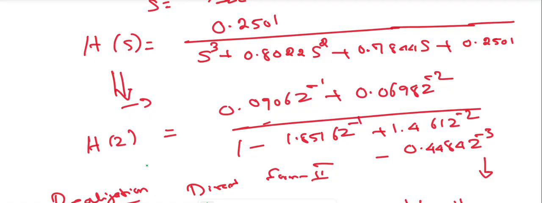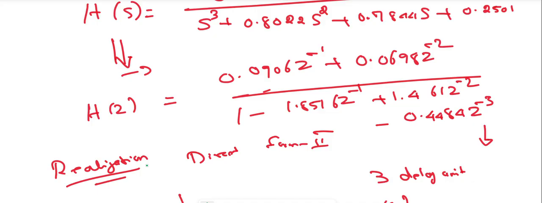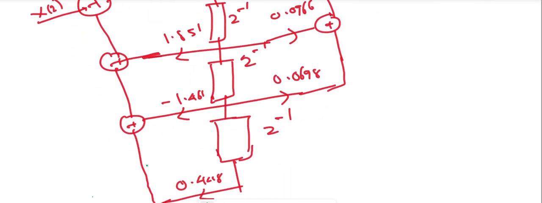Then convert H of S into H of Z by using either bilinear transformation or impulse invariant method. Then realization of the filters. Okay, so with this we can conclude this session.